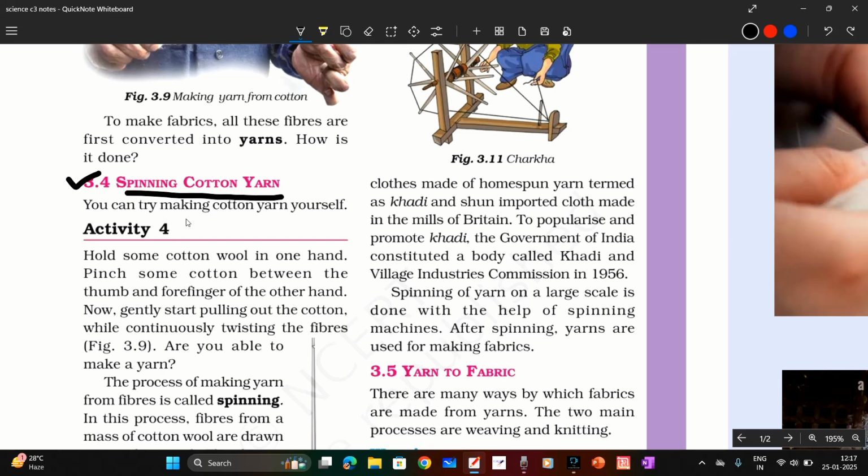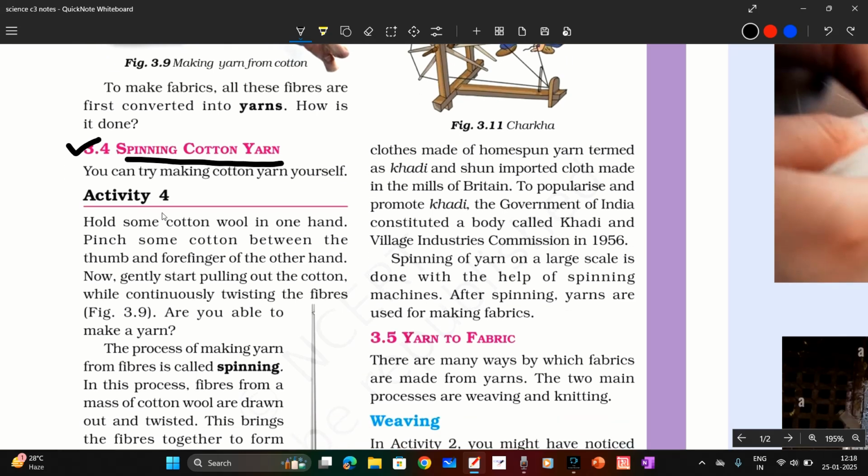You can try making yarn from cotton yourself. You can also try it by yourself at home or in school. You can ask your teachers how yarn is made. We'll do one activity today, activity 4.